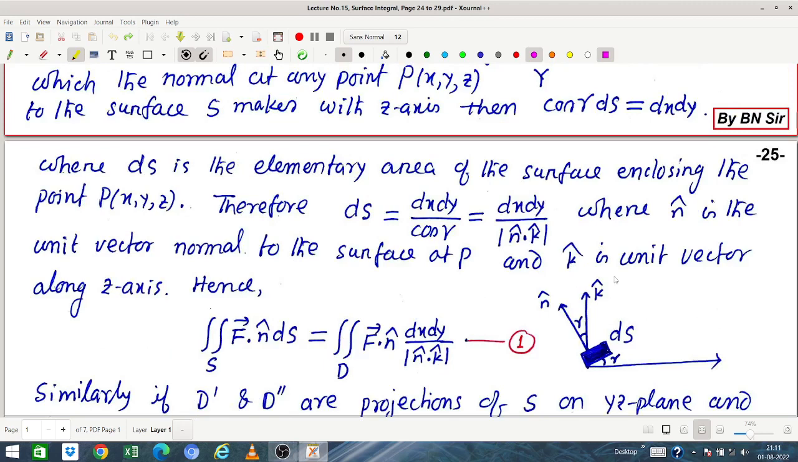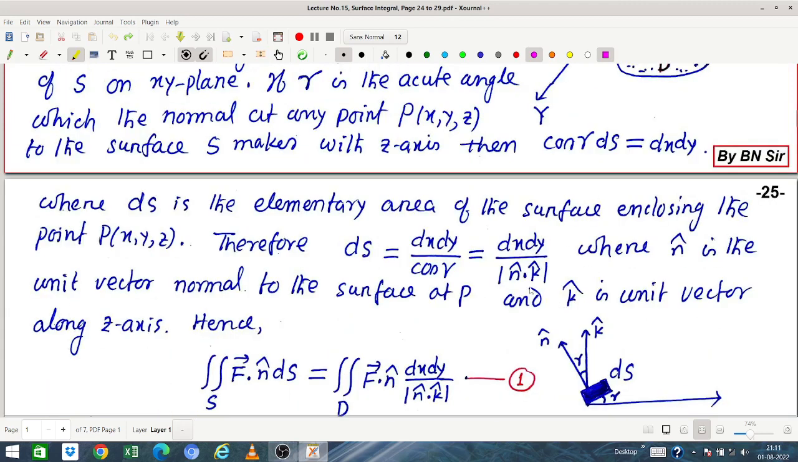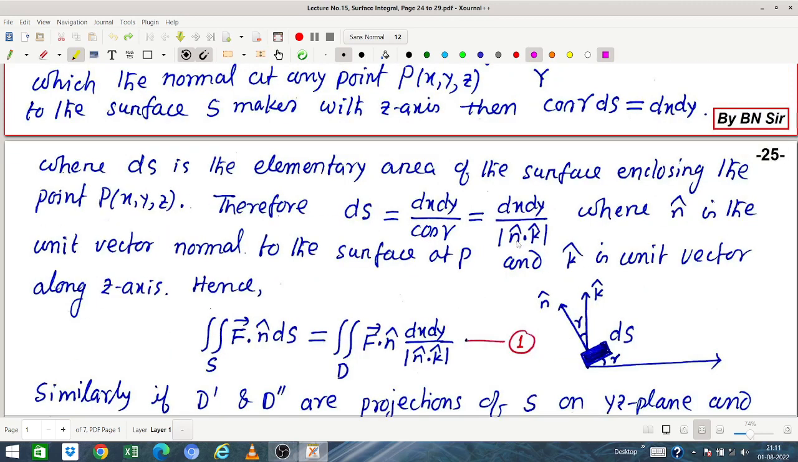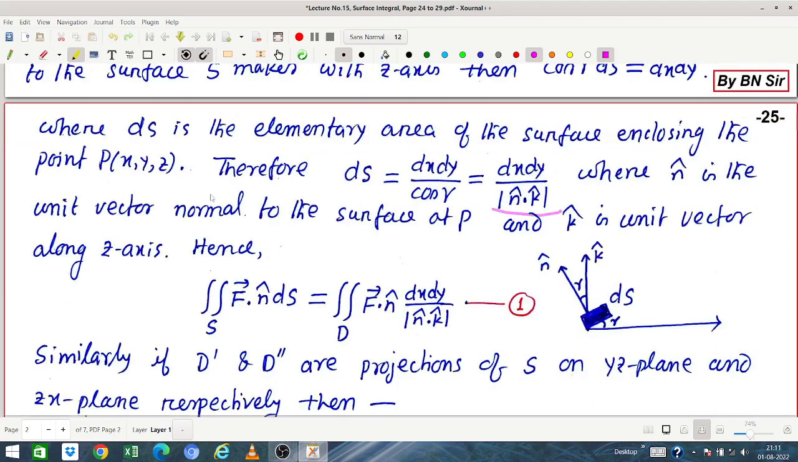And cos gamma is the angle between n cap and k cap. That's why mod of n cap dot k cap is cos gamma. Modulus of n cap is 1, modulus of k cap is 1. So the dot product of n cap with k cap will give us only cos gamma. Okay, and that's an acute angle. That's why we have taken the modulus.